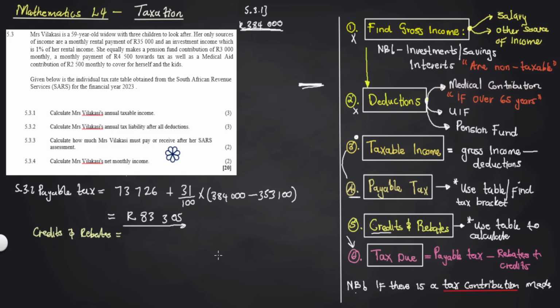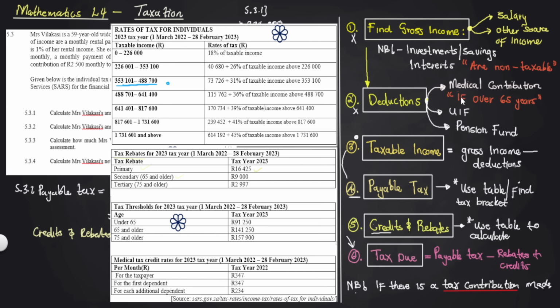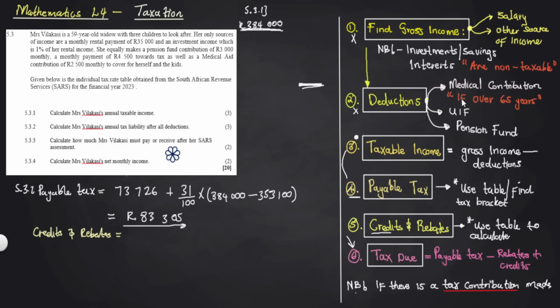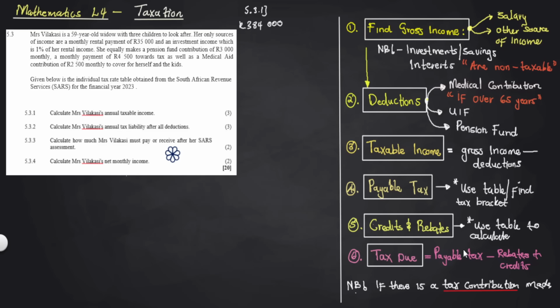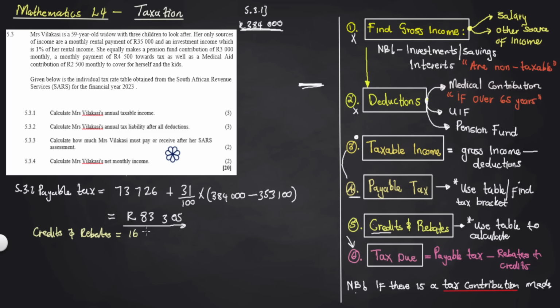It's going to be credits and rebates. How old is she? 59, not 69, 59. So she belongs on this bracket for the tax rebate. She's under the primary value, which is 16,425. That's the primary rebate, plus some credits again now.